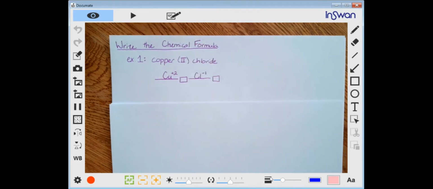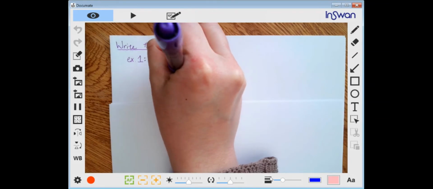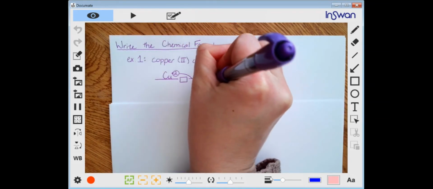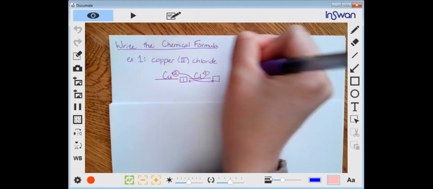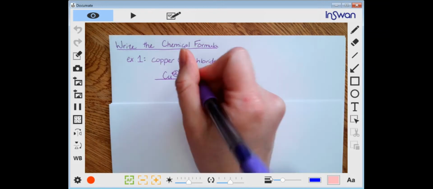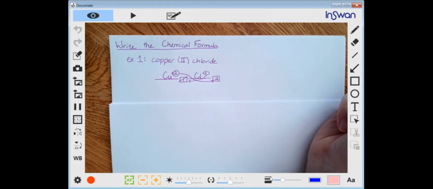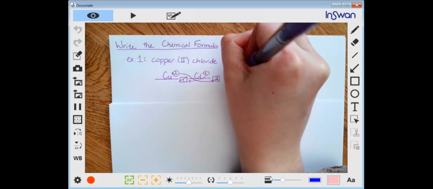Okay, so now I'm going to go ahead and flip-flop the charges. So just the numbers, not the signs, okay? So the 2 is going to go there, and the 1's going to come over here. So we're going to fill that in, 1 and 2. Now, if I look at these, I can't reduce them anymore because they're already as low as they can go. For 1s, I don't need to write those, so I'm just going to cross it out. So my final answer for this one is CuCl2.